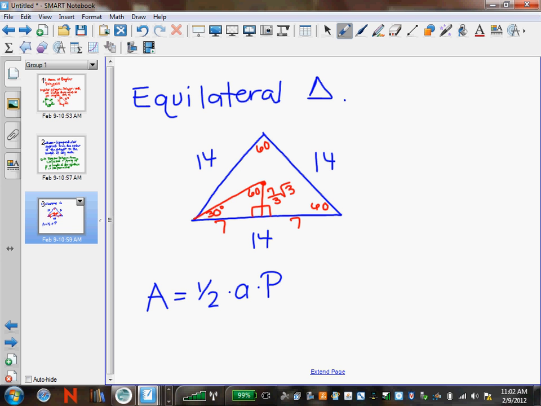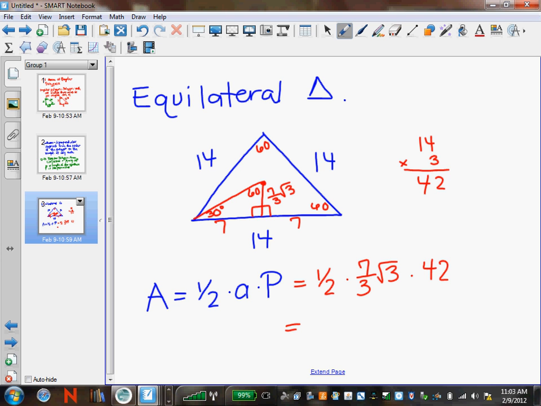So let's go ahead and do that. I am going to put in 1/2 times 7/3 square root of 3 times the perimeter, which is going to be 14 plus 14 plus 14, or 14 times 3. So what is 14 times 3? 42. So I'm going to say times 42. Now I get to simplify.